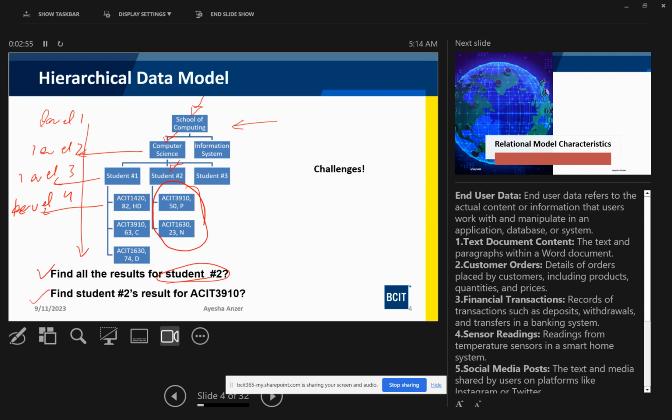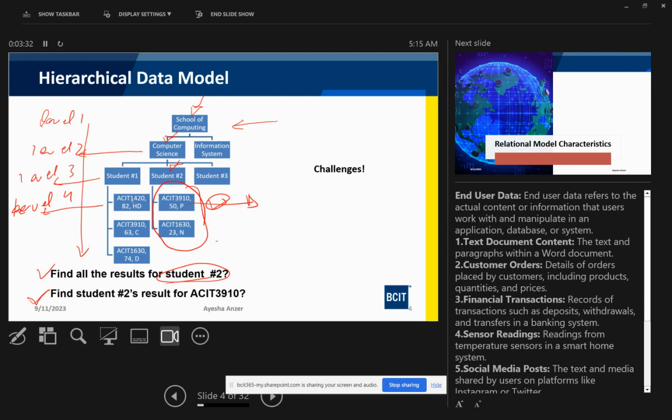Then, find student number 2's result for ACIT 3910. Again, we have to follow a certain path. We have to look at the same path and you should stop at 3910. This is for the second statement. For the first statement, we have to find all the results, that is all the courses, and for the second one, we have to find only a specific course, which is ACIT 3910.